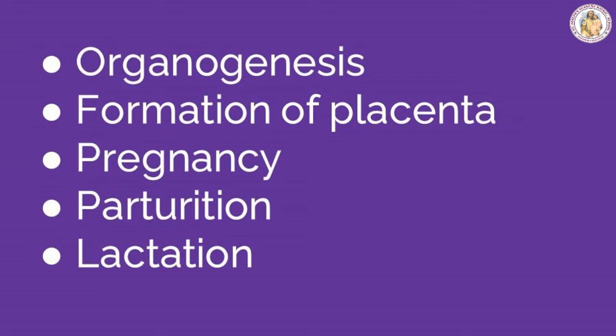The next one is parturition, that is childbirth. It is the expulsion of the young one from the mother's uterus at the end of pregnancy. Oxytocin from the posterior pituitary stimulates the uterine contractions, which provide a force to expel the baby from the uterus, causing the birth.